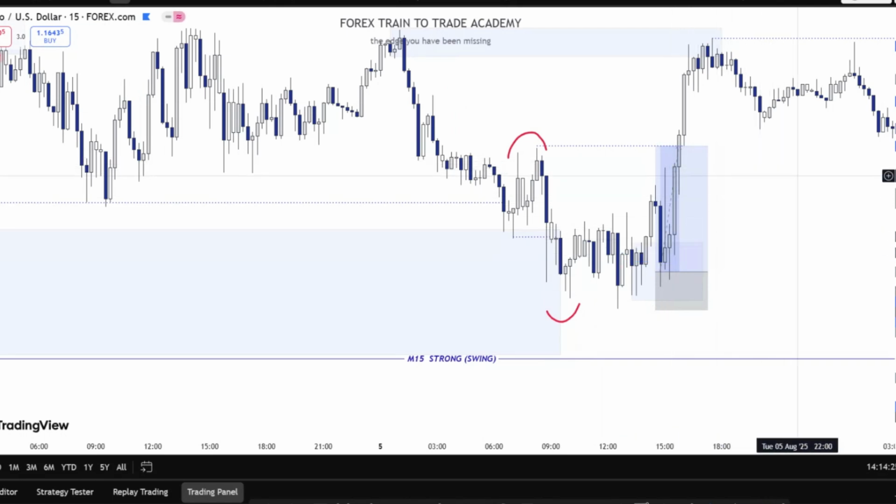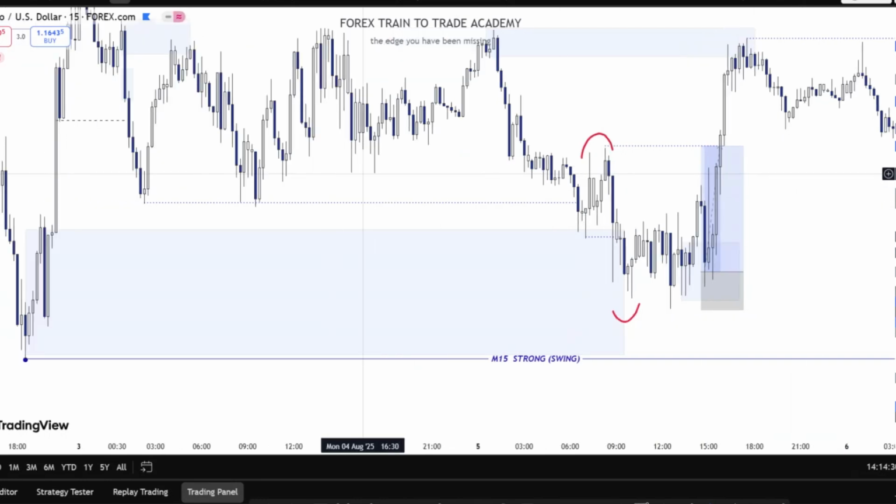So these were the two trades I took. I took this one on Tuesday and I took the other one on Friday. Those were just the two trades I took this week.